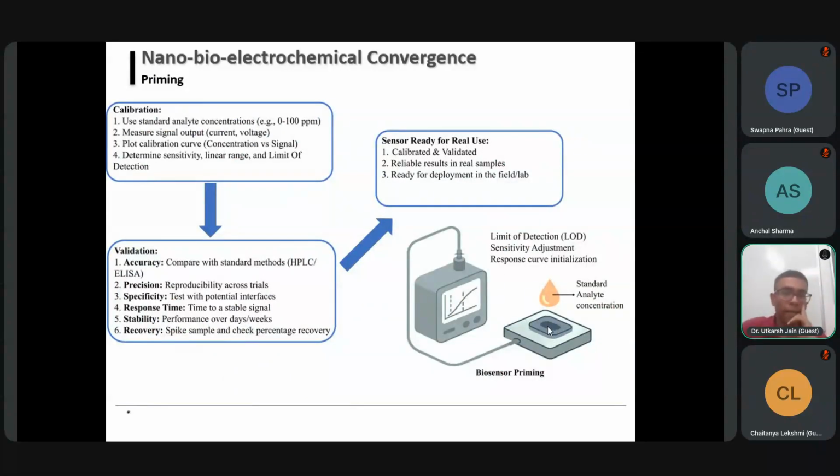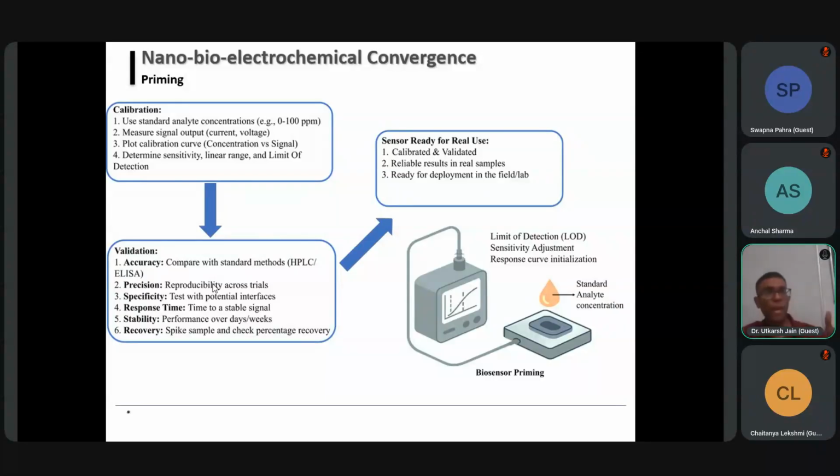Priming, as I told you, is the initiation of optimizing parameters, and there are a couple of things you need to work on. So finally, you have the electrode surface, you have decided the nanomaterials, you have coated the nanomaterials, and then you have coated the biorecognition elements, and then you are detecting a particular analyte.